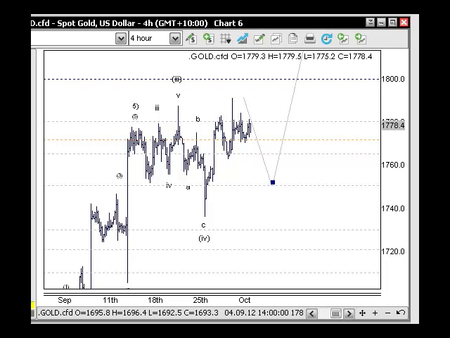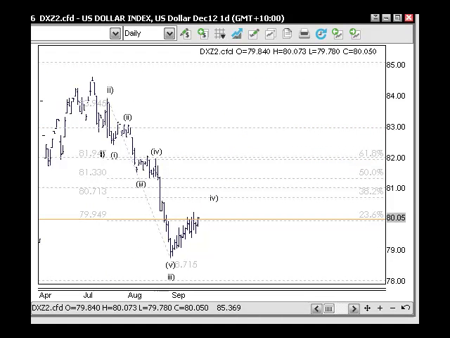Right, that's it. Let's have a look at currencies. Okay, the US dollar here is continuing to creep to the upside. It is struggling at the 80 here, but it's still making headway to the upside, and it's also expanding as well. That in itself is a strong aspect, in that the swings and the moves are actually getting larger as it's moving to the upside.